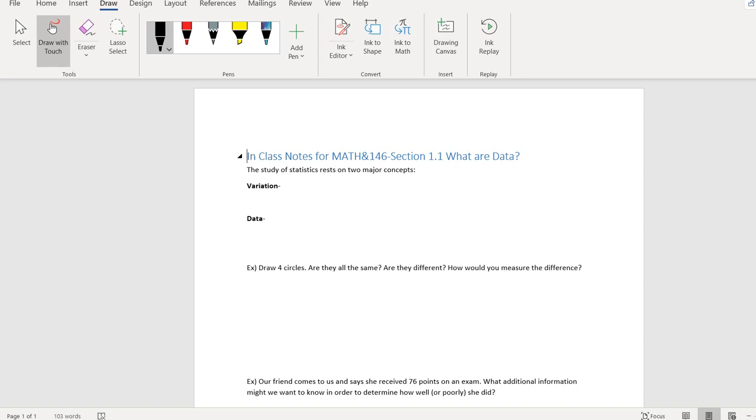We're going to be going over section 1.1. So the main topics in chapter 1 altogether are describing what data are, how do we collect it, how do we store it, and then how do we interpret it. First, there's two major concepts in statistics that we need to talk about. One is variation, which is how observations differ. And the other one is data. Now what data is, it's recorded observations.